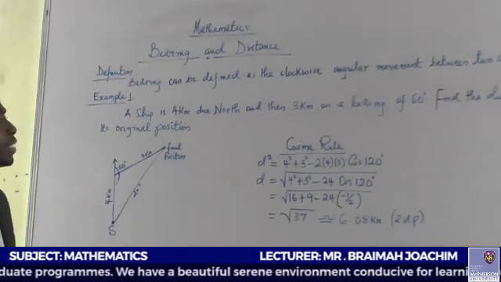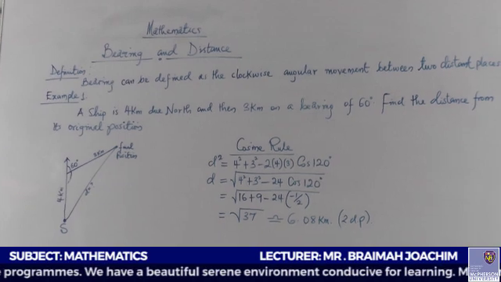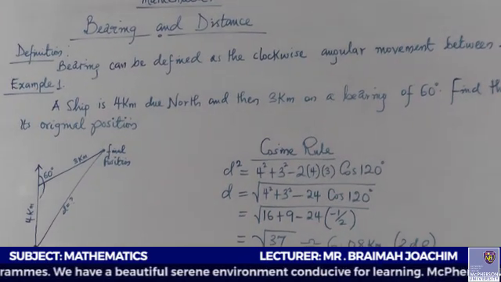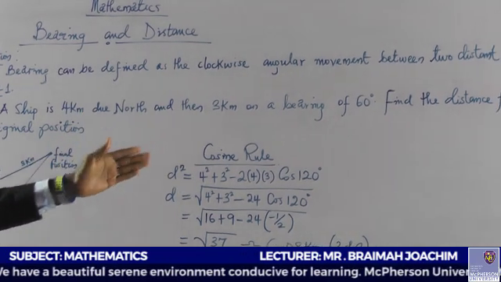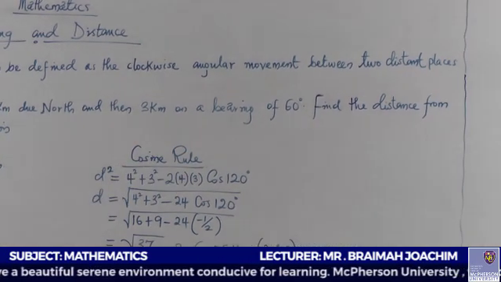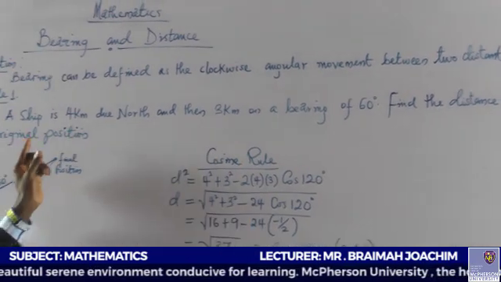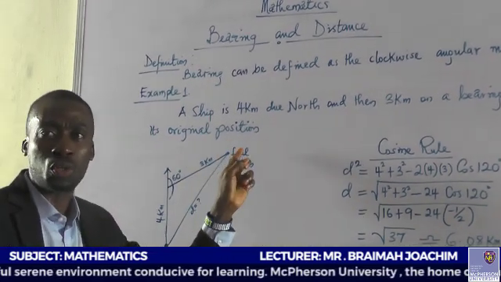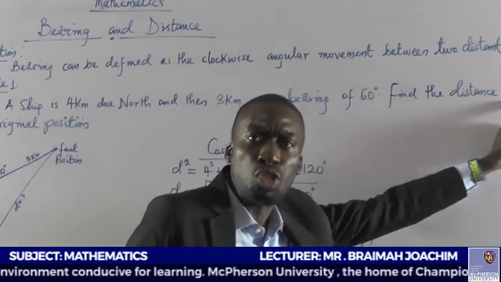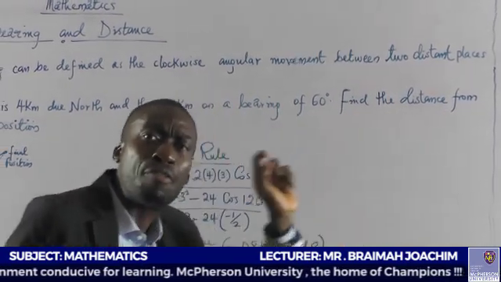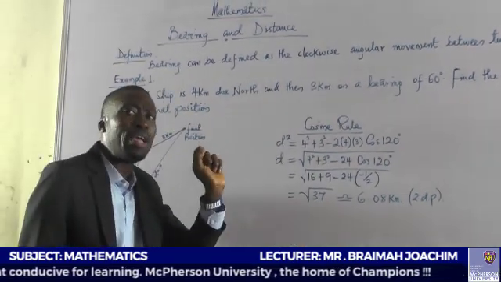So let's look at this question. Example 1. A ship is said to move due north 4 kilometers and then 3 kilometers on a bearing of 60 degrees. We are asked to find the distance from its original position. The word "from" is a very important word when we are considering bearing, because where you have "from", it is actually where you start from.